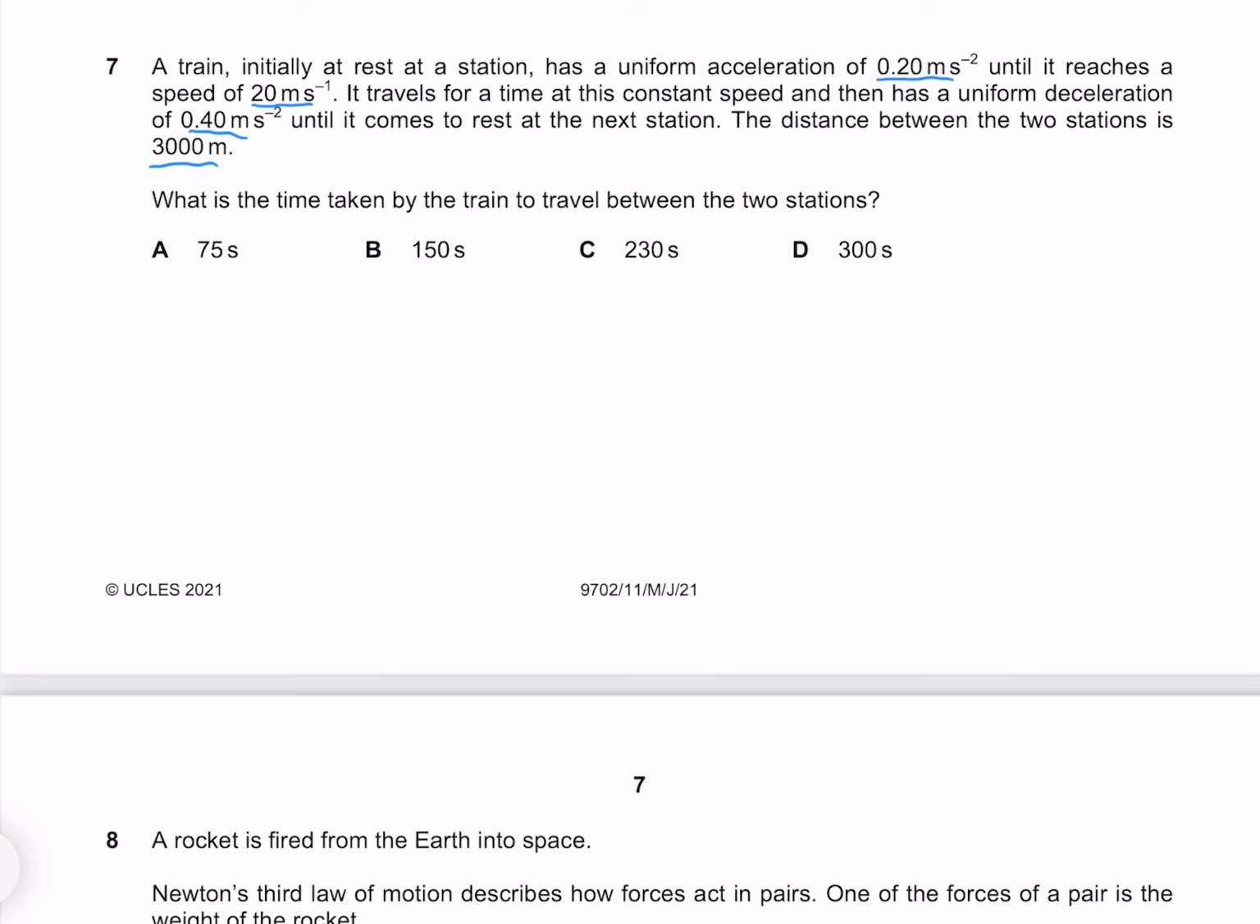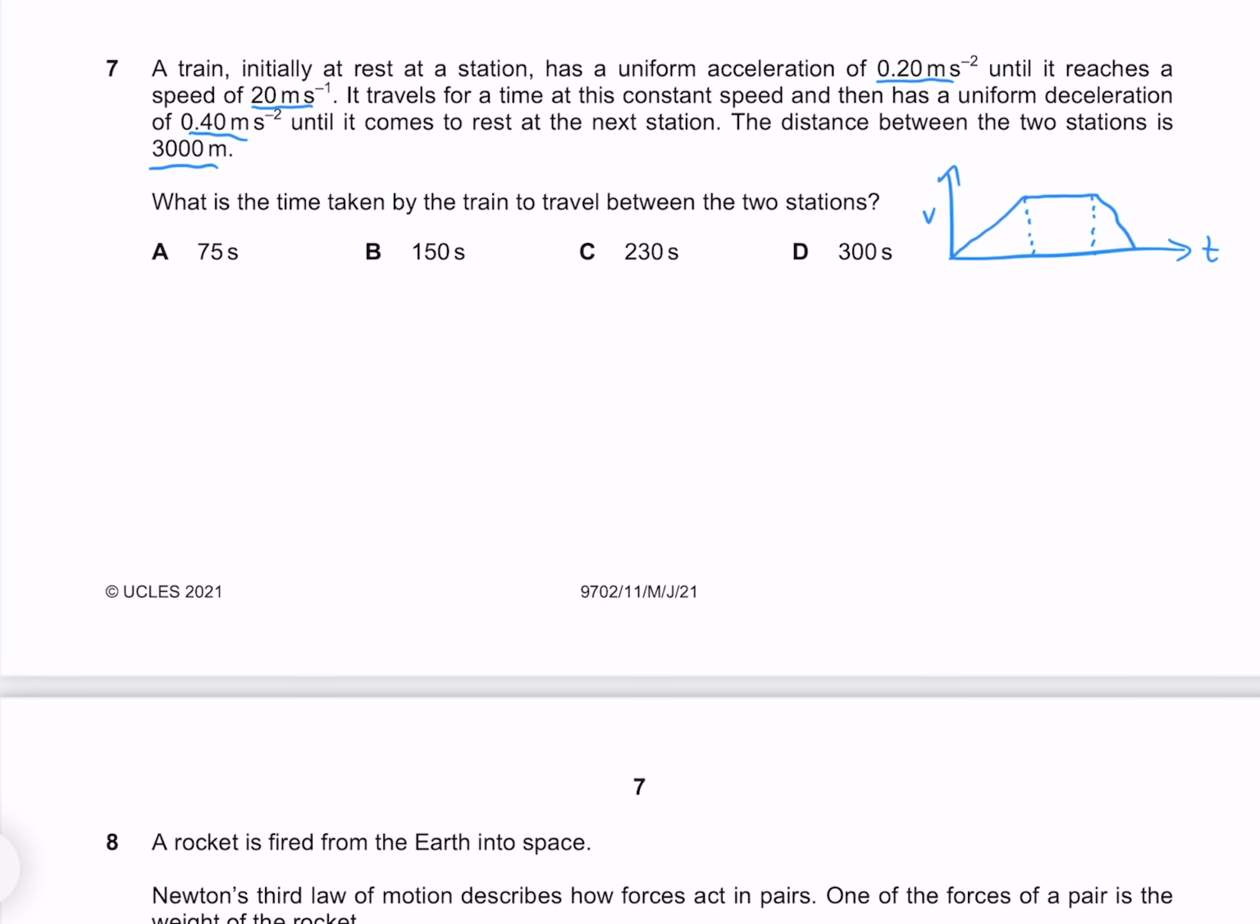What we have is three separate sections of motion. We have a period of acceleration, a period of constant speed, and a period of deceleration to rest. I'm going to call these A, B, and C. Now finding the time for our acceleration and deceleration periods is going to be quite straightforward. However, for our section B, although we know the speed, we don't know the distance. So our first step is going to be to figure out the distance, which requires us to find the distance for A and C.